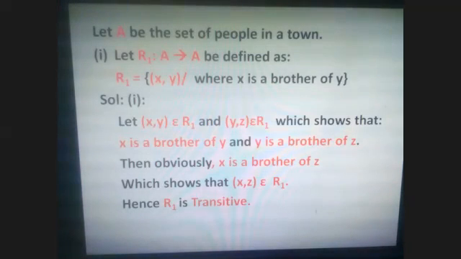X is a brother of Y, but Y may be a sister of X. It is not symmetric. Be careful. Let's understand very carefully. Now let's take the second one.